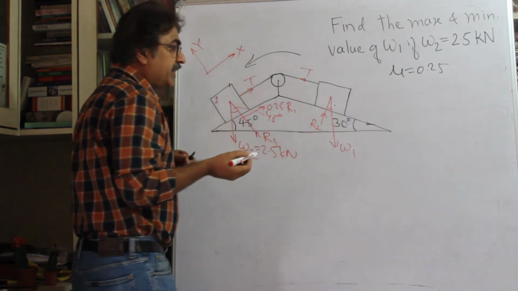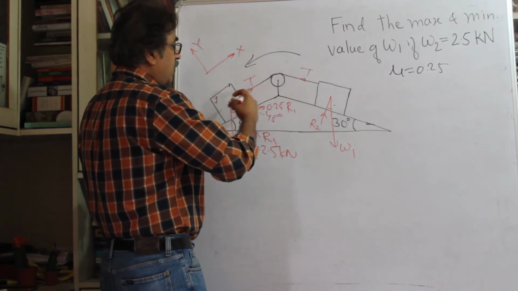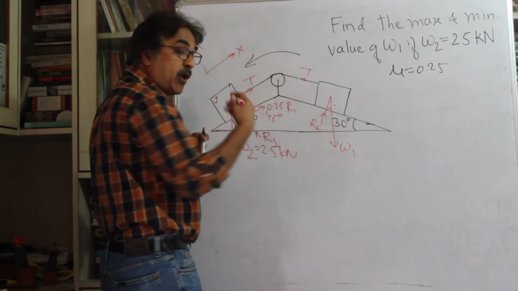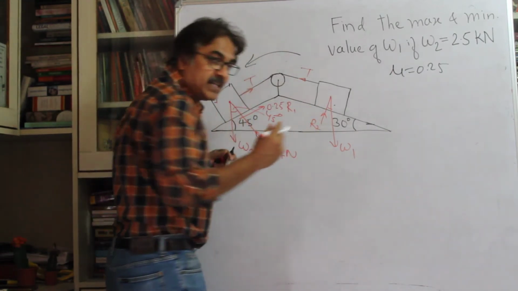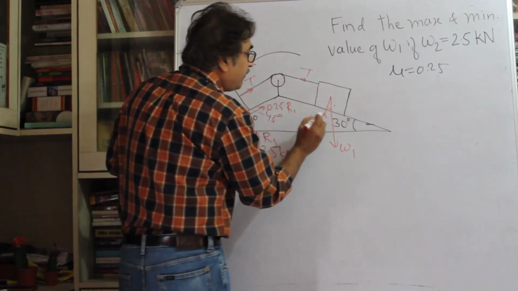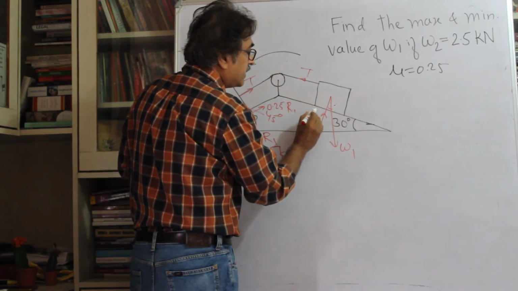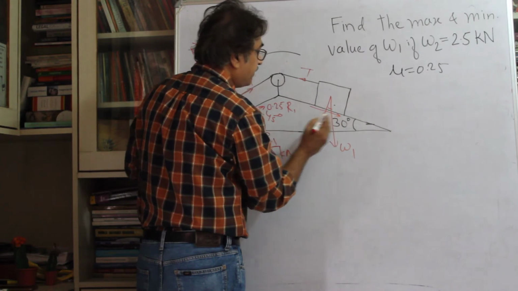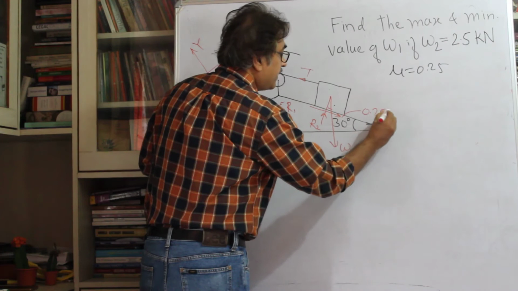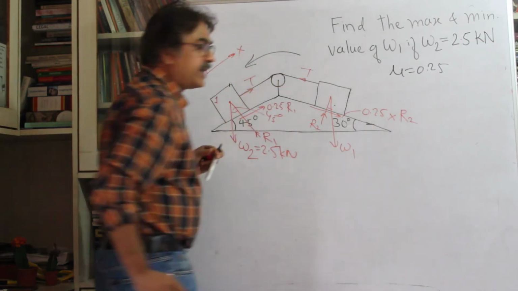And what about the friction? This body is about to move in this direction, anti-clockwise. And always when I say moving, in fact I mean about to move, in static equilibrium. So the frictional force will be towards the right. This is going to be 0.25 into R2.